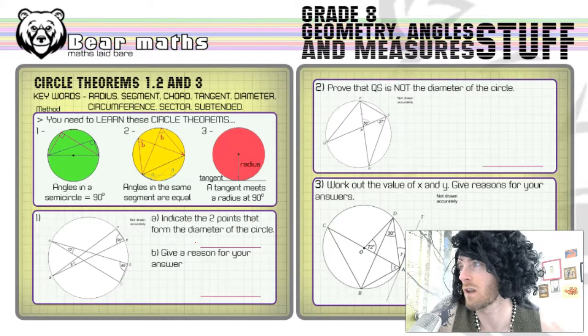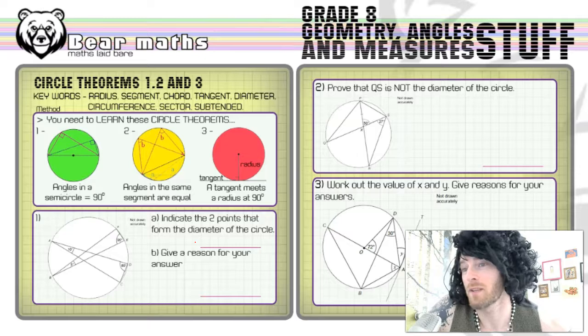The diameter is the distance from one side of the circle to the other through the center. The circumference is the distance around the outside of the circle. The sector is a part of the circle where 2 radii join an arc from the center. And subtended means it comes from that particular point. An angle is created from a particular point.